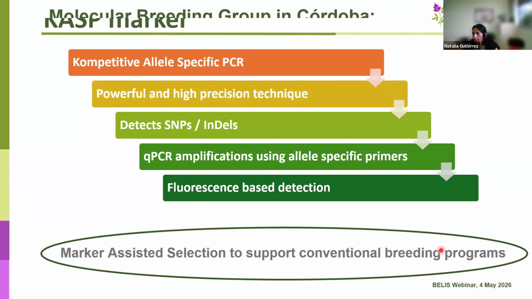So how does it work? The method relies on allele-specific primers and fluorescence-based detection. Each allele generates a distinct fluorescent signal, enabling accuracy in genotyping. KASP markers are fast, sensitive, reliable, and cost-effective, making them ideal for large studies and plant breeding applications. In particular, they are used in marker-assisted selection, helping to enhance and accelerate conventional breeding programs.